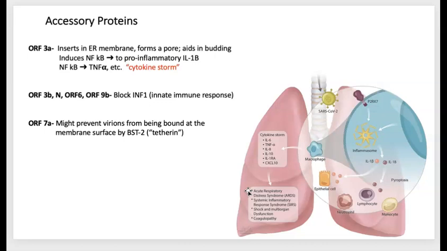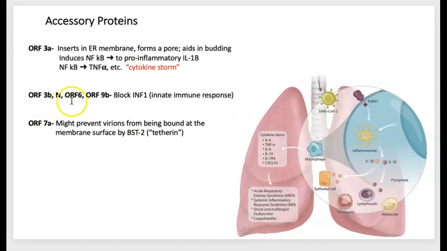There's shock and multi-organ dysfunction as a result of coagulopathy, so a lot of clotting that can happen that can block off capillaries, for example, and choke off oxygen to various organs.